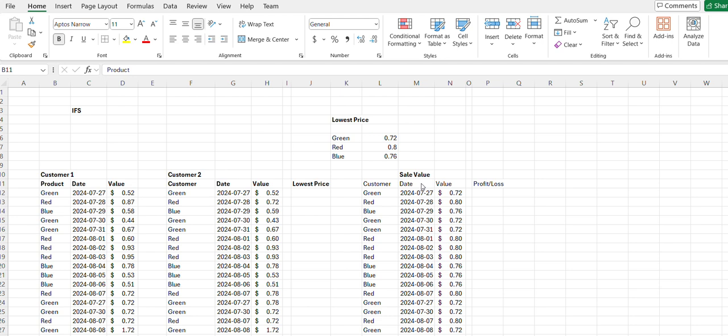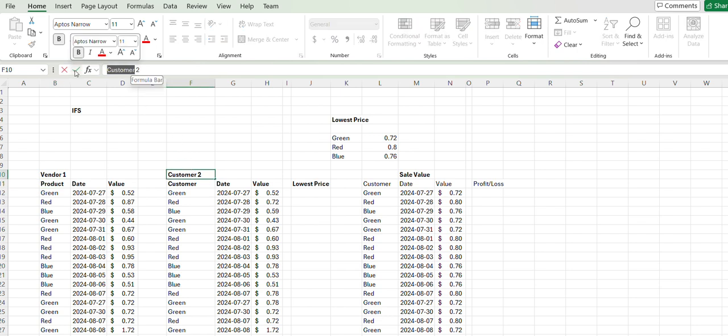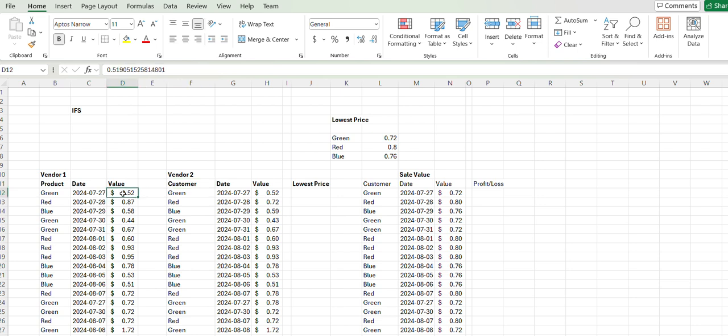So in this case, if we've got, say, procurement data. So we've got two vendors. They've got some interesting names, vendor one and vendor two, and they've got different prices for different products on different dates. And we ultimately want to buy the lowest price on any given day.